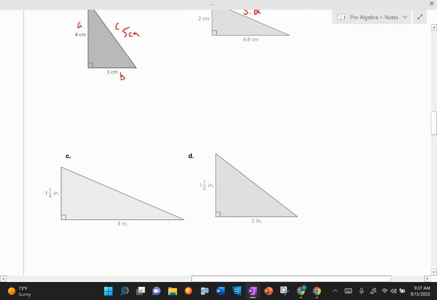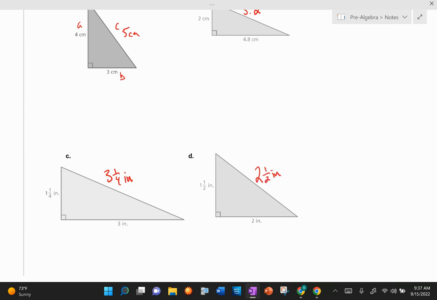All right, what about letter C? 3.4. 3 and 1/4. Okay, 3 and 1/4 inches. 3.4 would actually be a little bigger than 3 and 1/4. If you wanted to do a decimal, it'd be 3.25 for the 1/4. Okay, what about letter D? 2.5 inches. Okay, 2.5 inches.